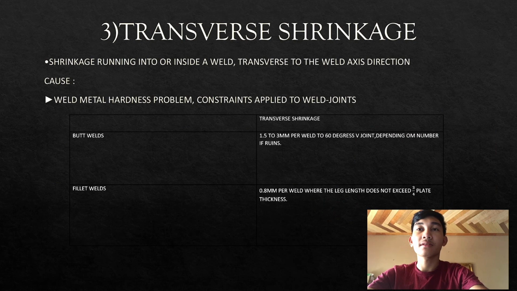Third is transverse shrinkage. Shrinkage running across or inside a weld, transverse to the weld axis direction. The cause of transverse shrinkage is weld metal hardness problems and constraints applied to weld joints. First is butt welds: 1.5 to 3 mm per weld for a 60 degree V joint, depending on the number of runs. Second is a fillet weld: 0.8 mm per weld where the leg does not exceed 3/4 of the plate thickness.